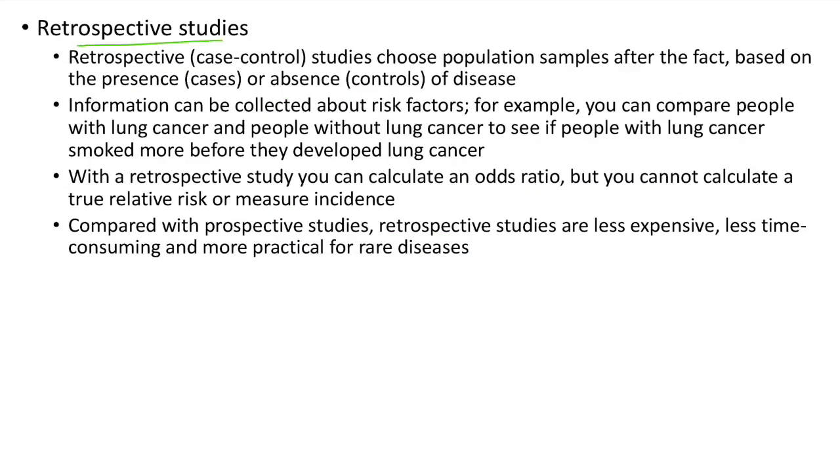Now let us see about retrospective studies. Retrospective studies are also known as case control studies. In this, we choose population samples after the fact based on the presence or absence of disease. If disease is present, they are called cases, and if disease is absent, they are called controls. Information can be collected about risk factors. For example, you can compare people with lung cancer and people without lung cancer to see if people with lung cancer smoked more before they developed lung cancer. With a retrospective study, you can calculate an odds ratio, but you cannot calculate a true relative risk or measure incidence. Compared with prospective studies, retrospective studies are less expensive, less time consuming, and more practical for rare diseases.